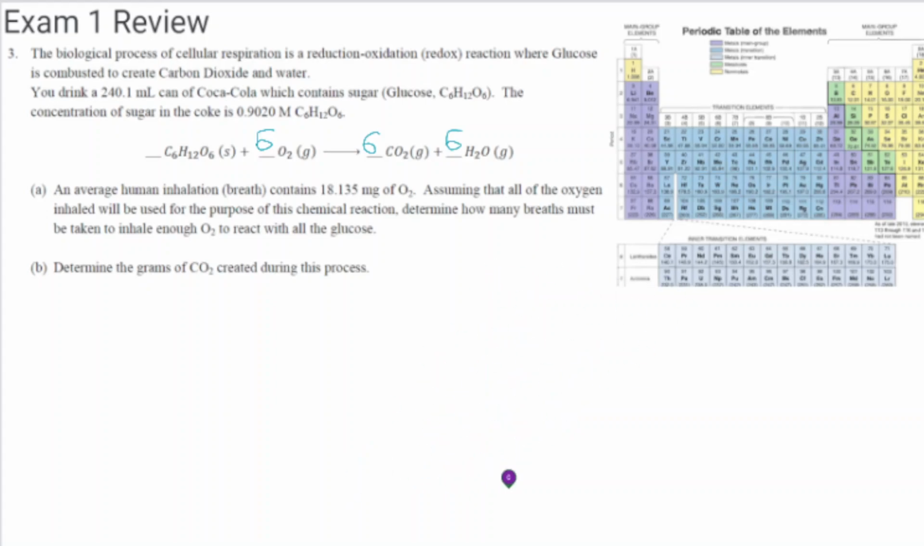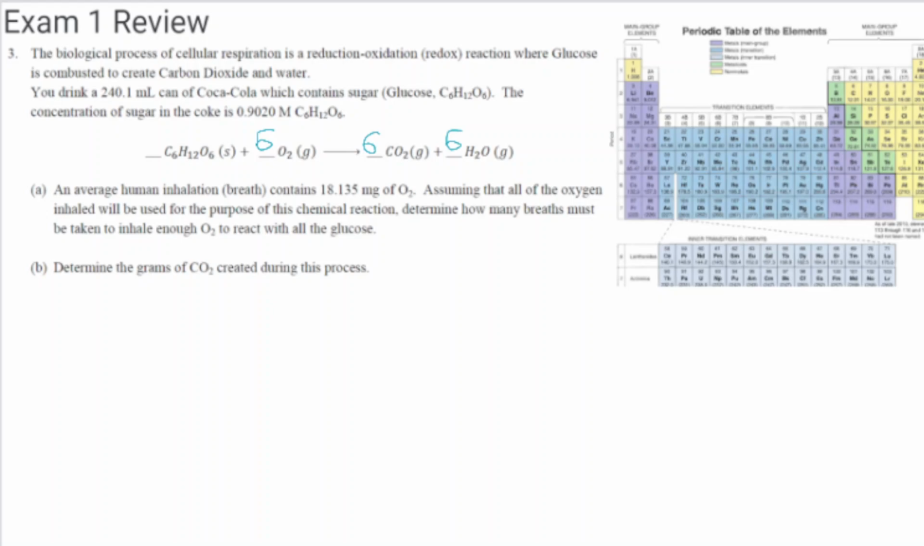An average human inhalation breath contains 18.135 milligrams of oxygen. So for each breath, that contains 18.135 milligrams of oxygen. Assuming that all the oxygen inhaled will be used for the purpose of this chemical reaction, determine how many breaths must be taken to inhale enough O2 to react with all the glucose.